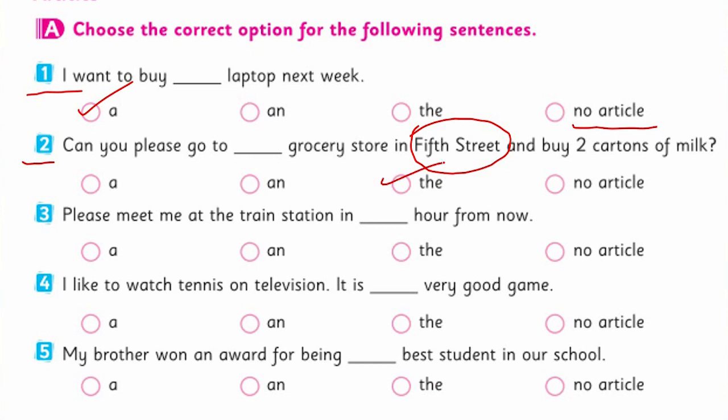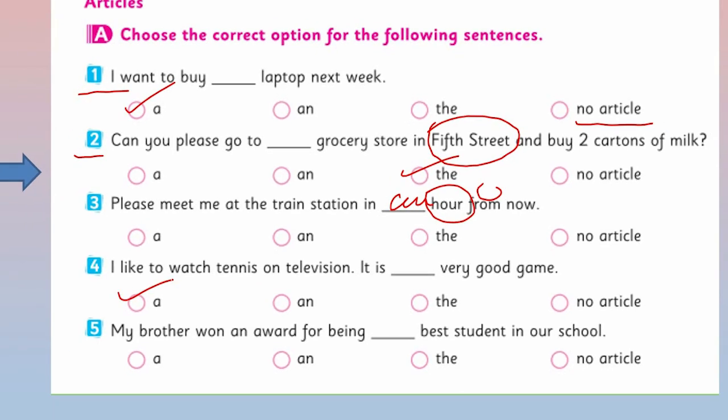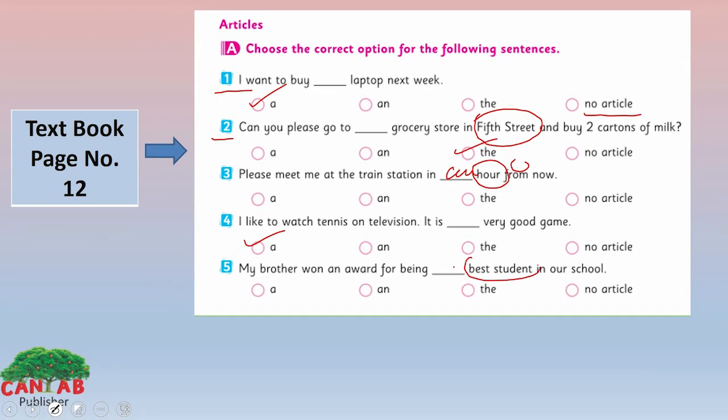Look at the third one. Please meet me at the train station in an hour from now. Here the h is followed by the vowel sound o, so we will add an. Look at the fourth one. I like to watch tennis on television. It is a very good game. Yes, we will choose a here. Look at the fifth one. My brother won an award for being the best student in our school. Here the best student is specific, so we will choose the here.